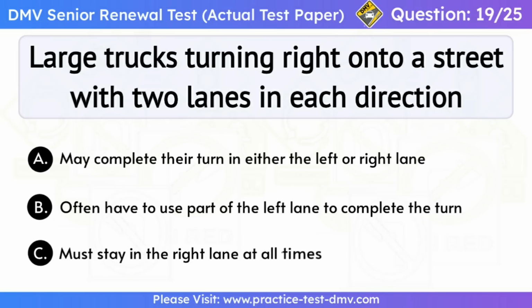Question 19. Large trucks turning right onto a street with 2 lanes in each direction. A. May complete their turn in either the left or right lane. B. Often have to use part of the left lane to complete the turn. C. Must stay in the right lane at all times. Correct answer, B. Often have to use part of the left lane to complete the turn. Large trucks must often swing wide to complete a right turn. A truck making a right turn may initially appear to be turning left because of the need to swing wide. When behind a turning truck, you should pay attention to the truck's turn signal to be aware of which way the trucker actually intends to turn.